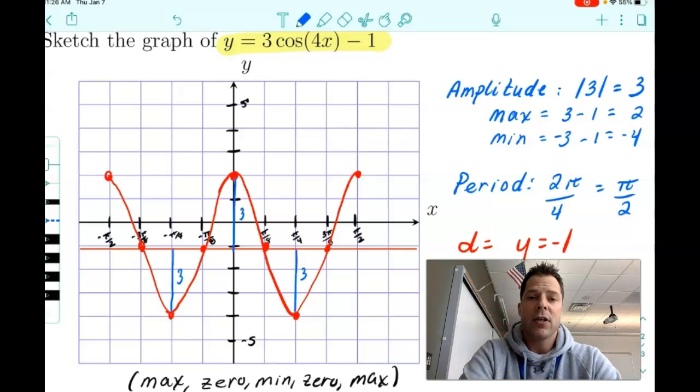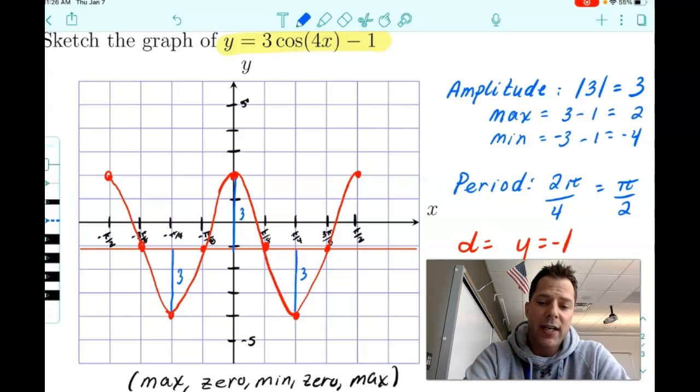So that does it for graphing sine and cosine with vertical translations.